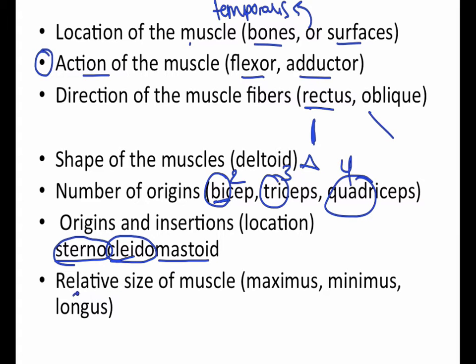And then the last one is the relative size. So that's going to be something like maximus, minimus, and longus for each of those. So that really wraps up how we're going to go through and name our muscles, and we're officially moving into memorizing muscles next.